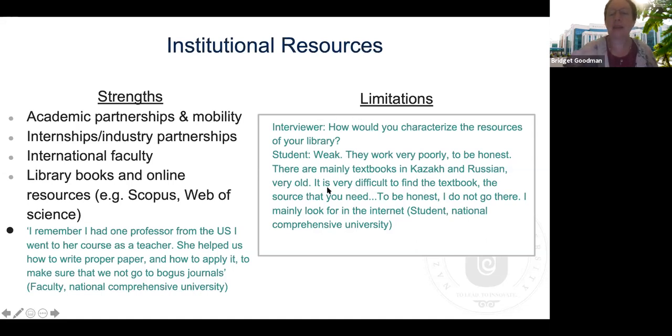On the other hand, the library resources are very limited. The student says it's very difficult to find a textbook or other books you need. They're in Kazakh and Russian. I just go to the internet. Other students, I've been rereading the data, say, oh, we're told to go to the National Library, but they don't have much either. So people are relying on the internet for the knowledge base that they need.